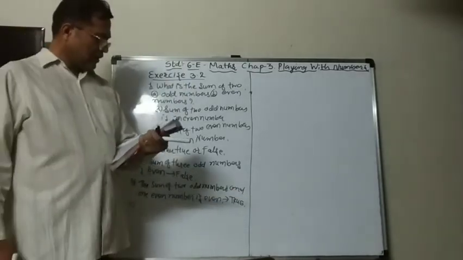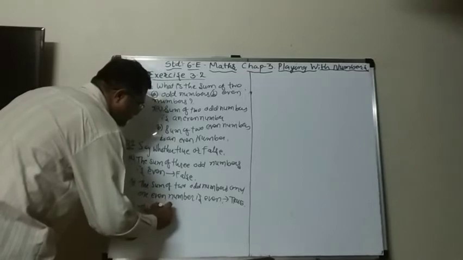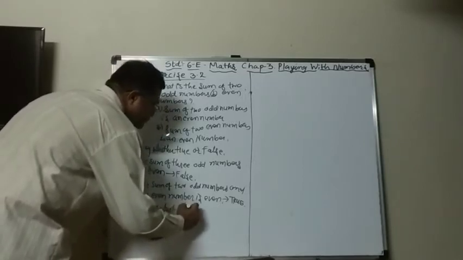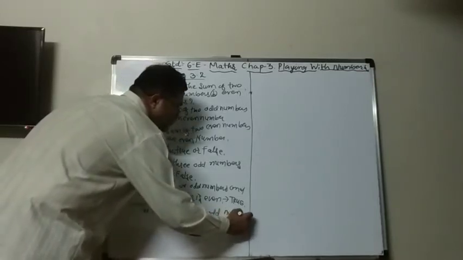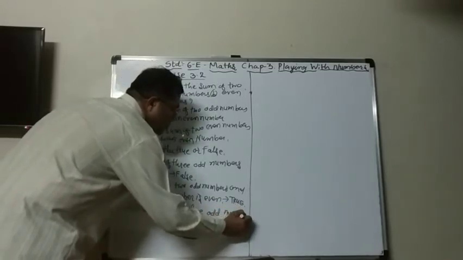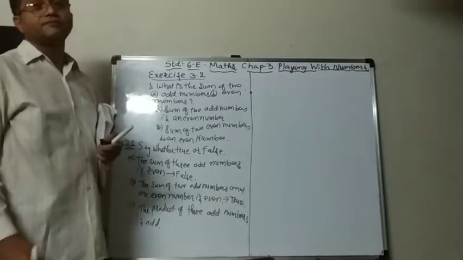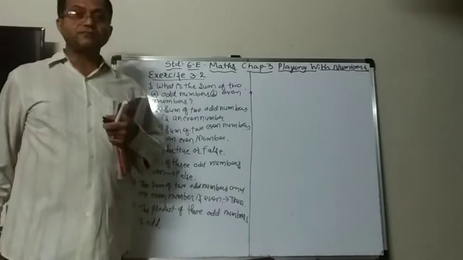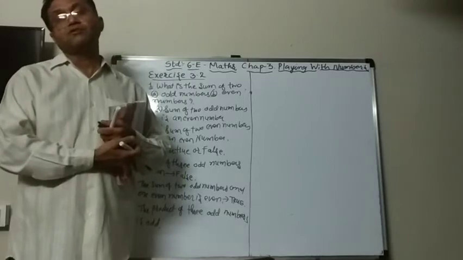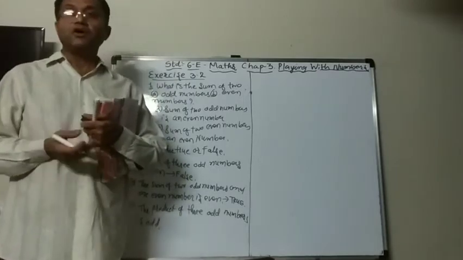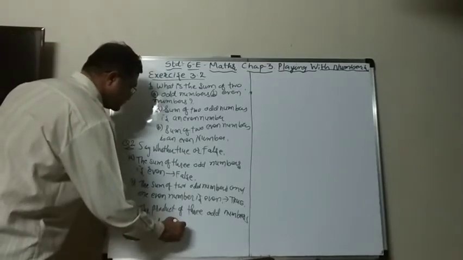C. The product of three odd numbers is odd. Take 3 odd numbers. 3, 5 and 7. 5 3s are 15. 15 7s are 105. So it is also an odd number. So that is also a true statement.